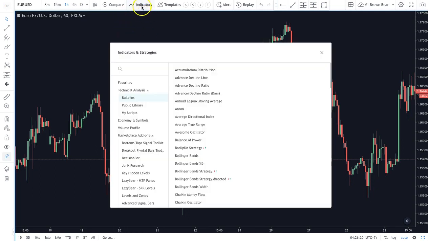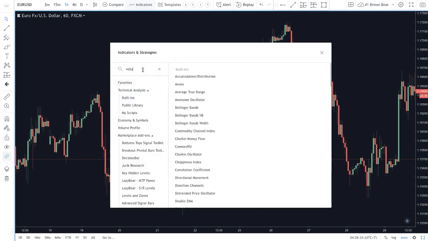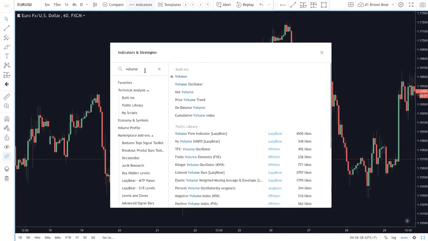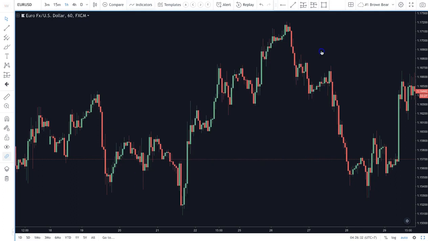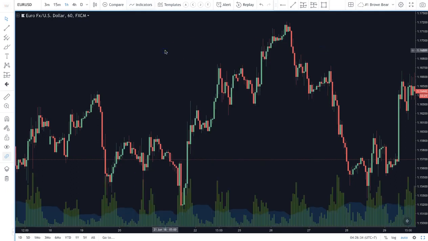Okay, so let's fire this up. We have a whole bunch of indicators. I'm just going to search for volume, and I want only the standard generic one, which is right here. I'm going to click on that. I've implemented it here, and let's look at the settings of this.